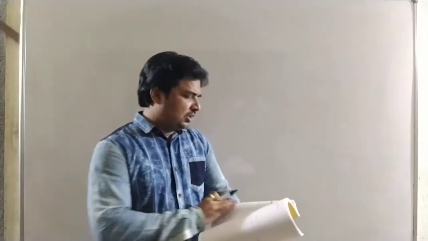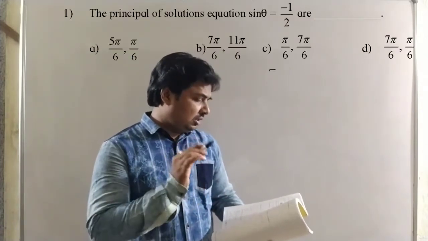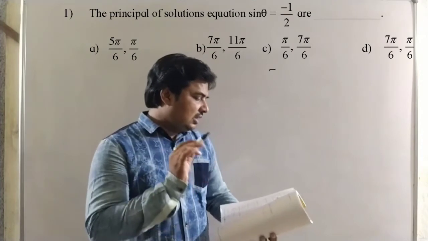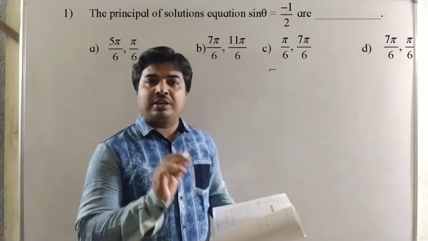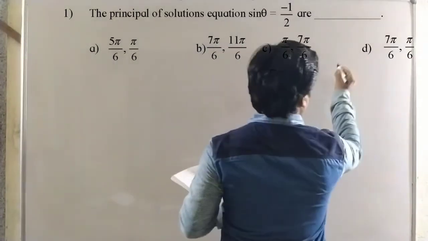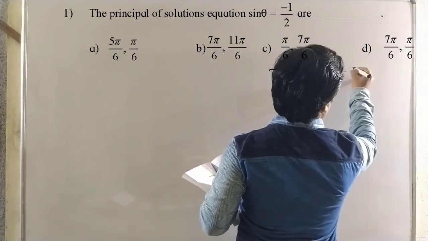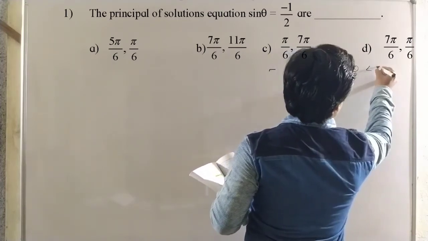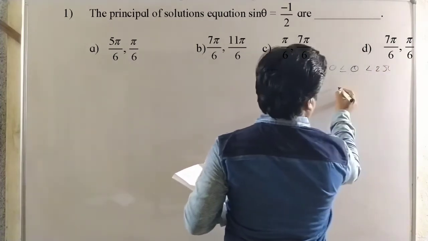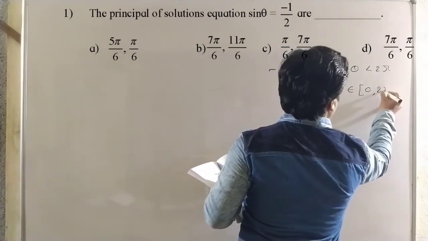Now here is the first MCQ in our Miscellaneous Exercise 3: the principal solution of the equation sine theta is equal to minus 1 by 2. Here we want to find the principal solution, and we know that the principal solution lies in 0 less than or equal to theta less than 2 pi. If theta is a solution, then theta belongs to 0 to 2 pi.